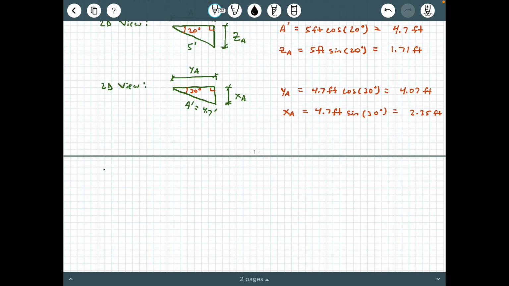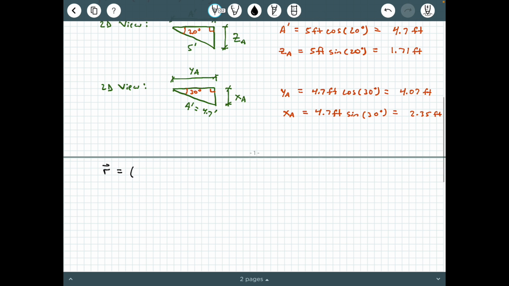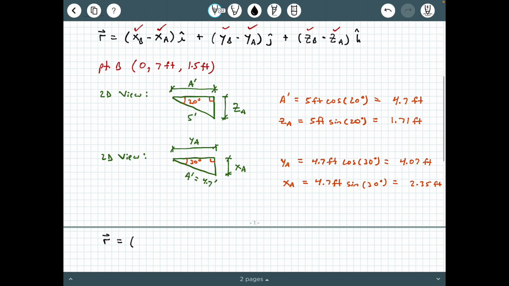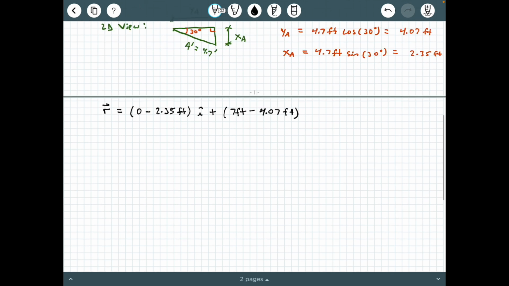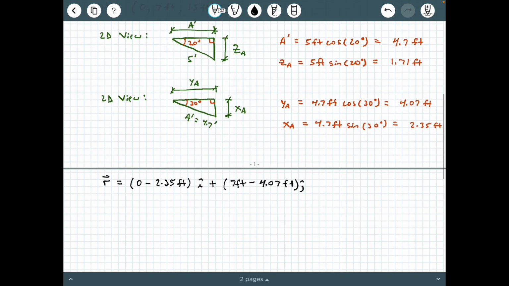So we're going to say R vector equals XB minus XA times I, which, what is that going to be? Well, XB is 0 minus XA, so minus 2.35 feet times I, and then we're going to look at the J component, so we'll say YB, which is 5 feet, minus YA, 4.07 feet, times J.